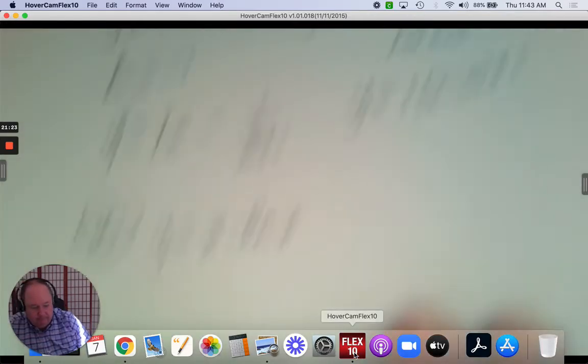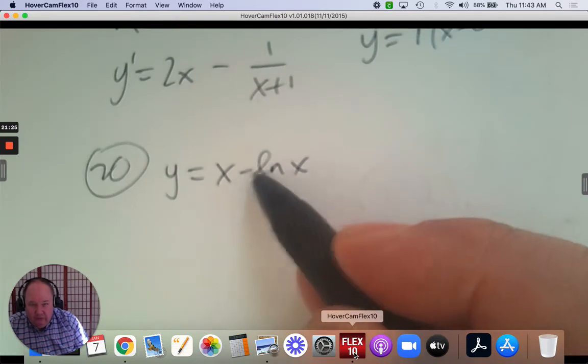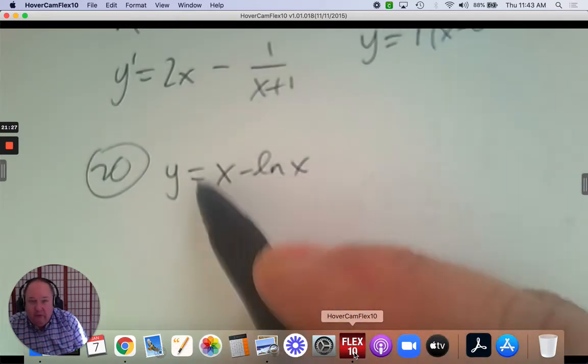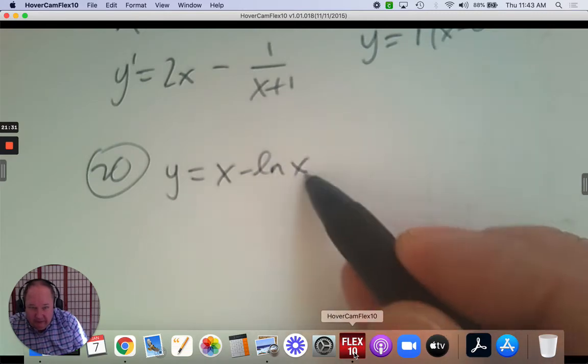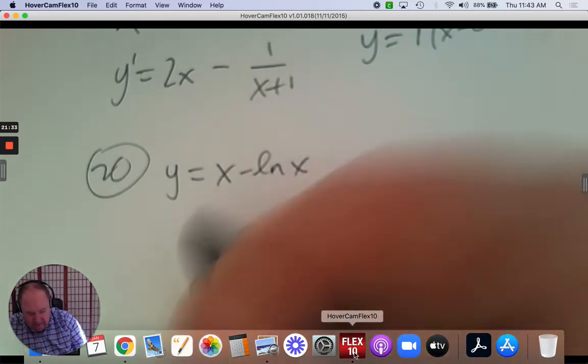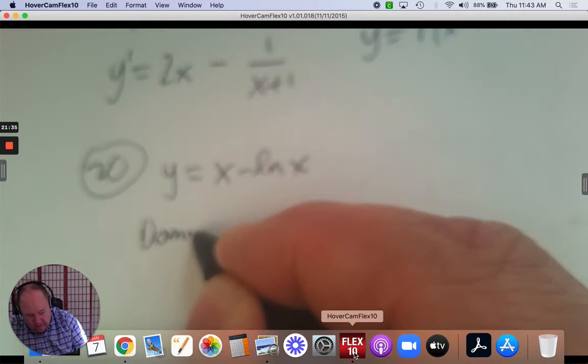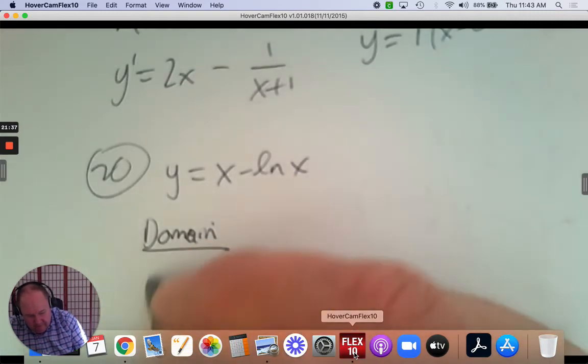So x subtract ln x. First thing I want to find is the domain. Notice that x has to be a positive number for a logarithm. So the domain goes from 0 to infinity, and it doesn't include 0.